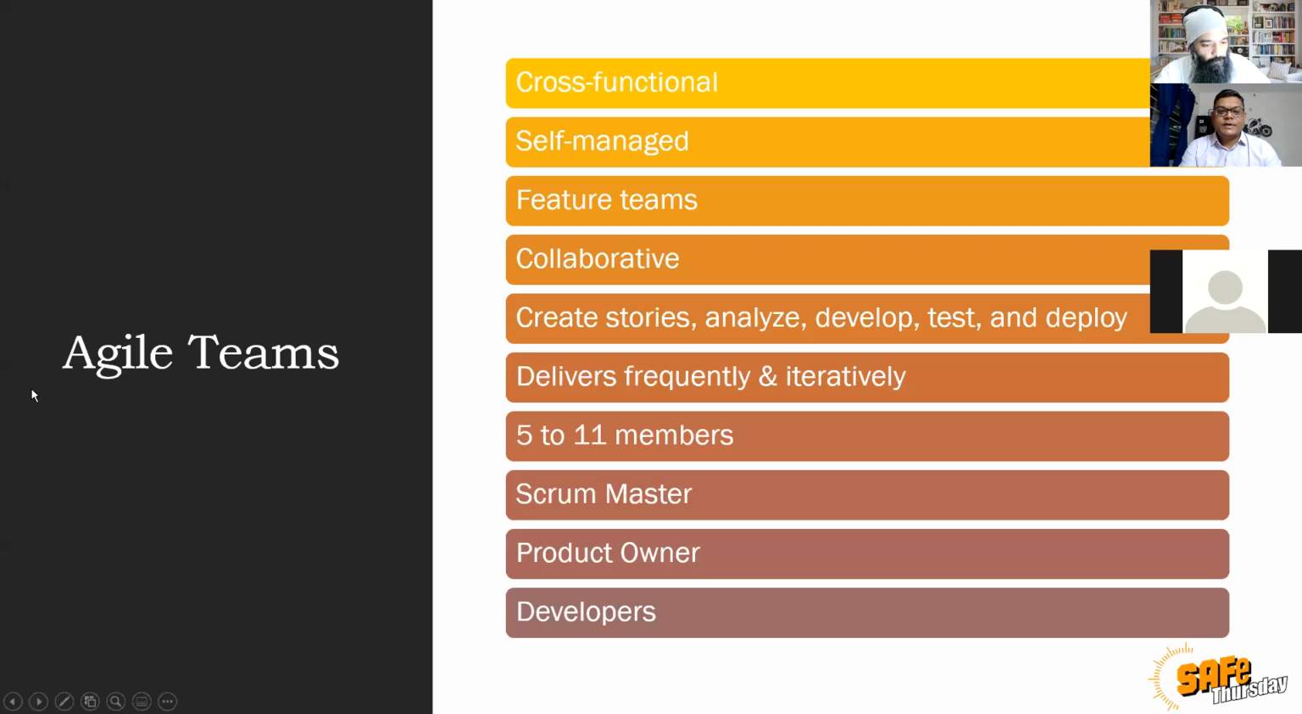So let's quickly see what are Agile teams. Yes, we've been talking about cross-functional teams. They're self-managed. They are feature teams, unlike the traditional way of project management, where we have component teams. Here, feature teams deliver value at the end of a sprint or iteration. And they are collaborative. They create stories, analyze, develop, test, and deploy wherever applicable. And they deliver frequently and iteratively. Now, we have some specialized roles called Scrum Masters and Product Owners. So these are the Agile teams. And no matter what framework you practice, these are the building blocks of software execution.